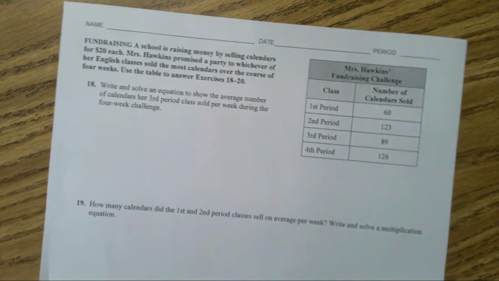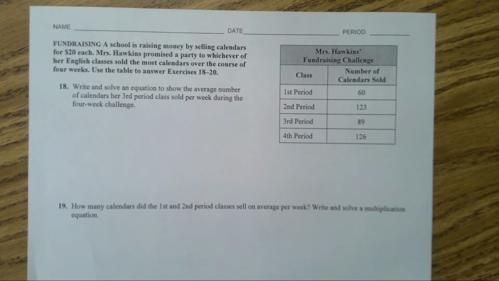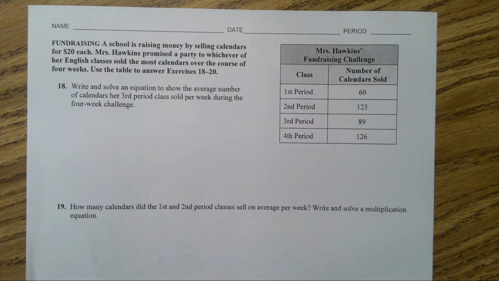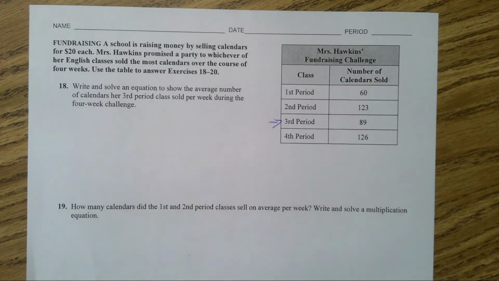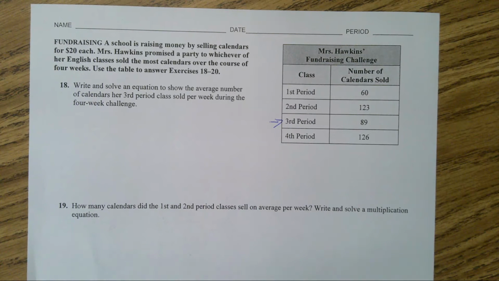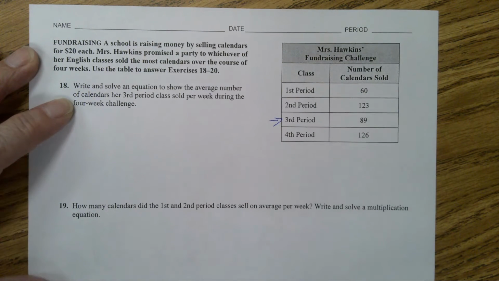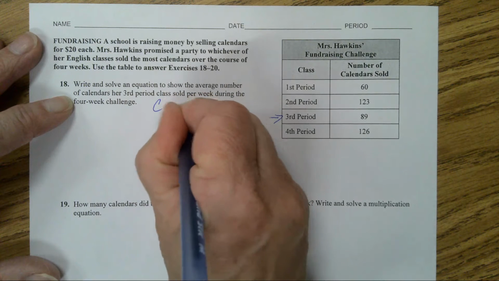Now let's go on to the next page. It says we've got this fundraising going on for $20 each. Miss Hawkins promised a party to whichever of her English classes sold the most calendars over the course of 4 weeks. Use the table to answer the questions. Write and solve an equation to show the average number of calendars her third period class sold per week during the 4-week challenge. Okay, so I'm going to use C equals calendars.